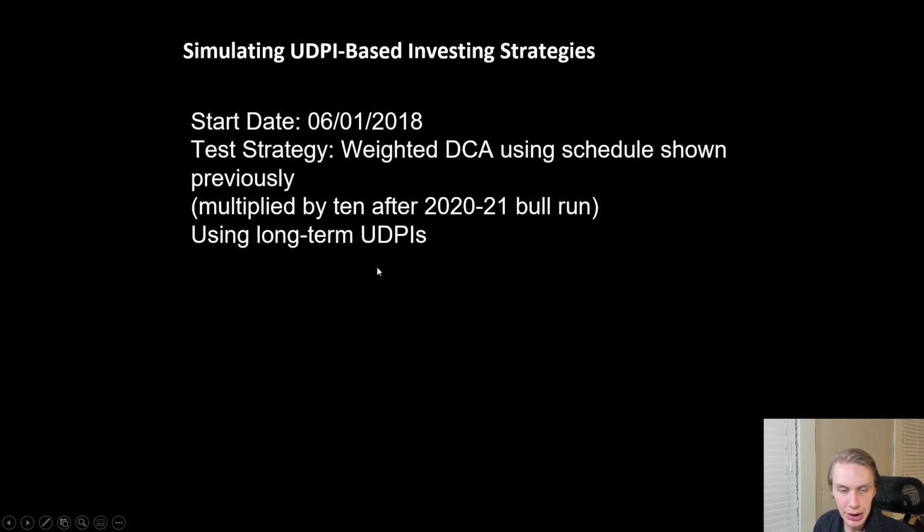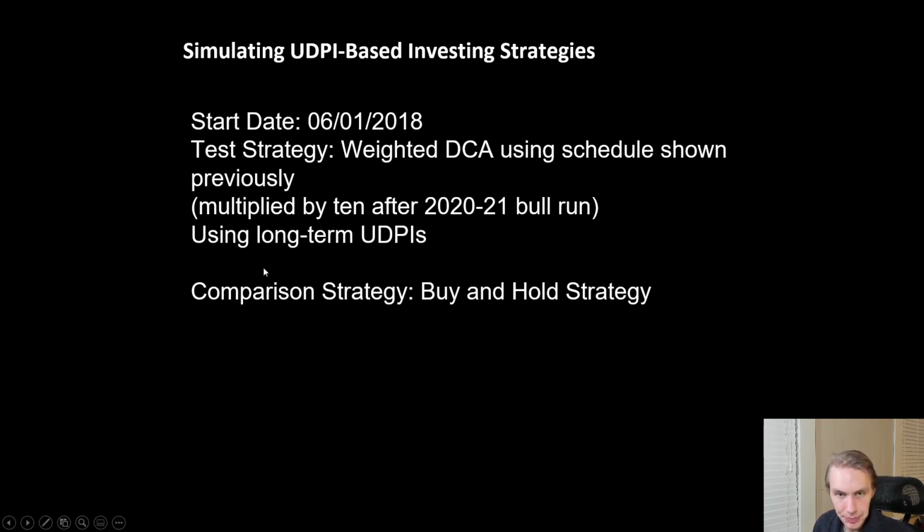And I'm using the long-term UDPIs for Bitcoin and Ethereum. That's another thing I should clarify. We're going to be comparing Bitcoin and Ethereum in this simulation, so just trading between those two assets.